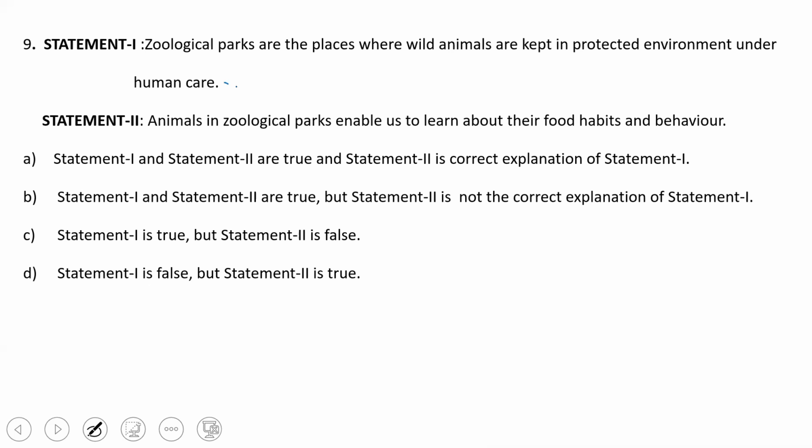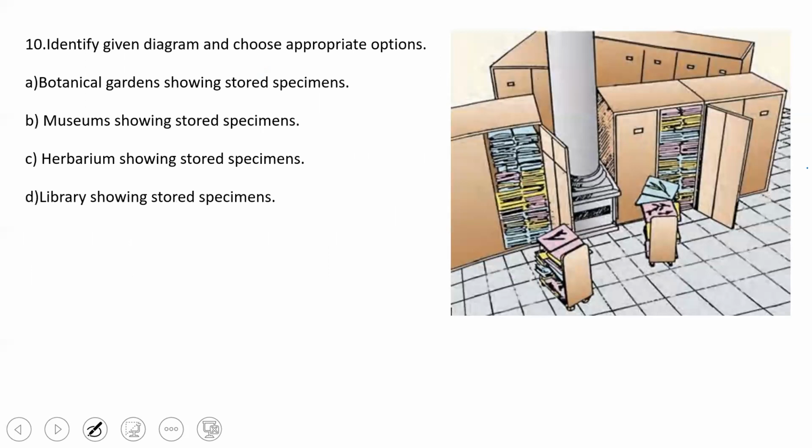Yes, absolutely yes, right? Animals in zoological parks enable us to learn about their food habits and behavior. This statement is also right. But is it a correct explanation? That is, the statements are right, but statement 2 is not the correct explanation for statement 1. Henceforth, it is option B. Okay. So going ahead with the last question.